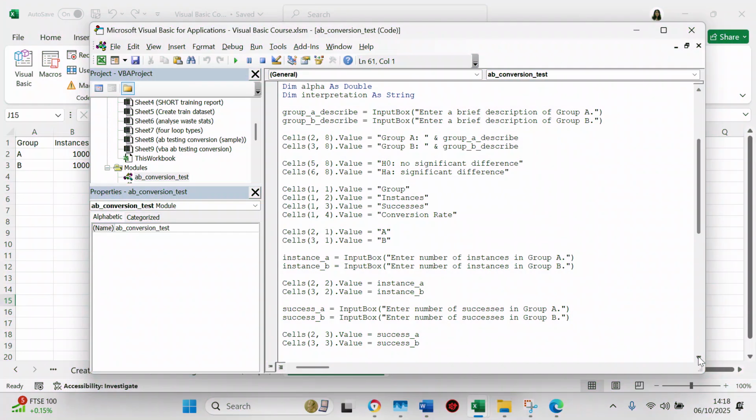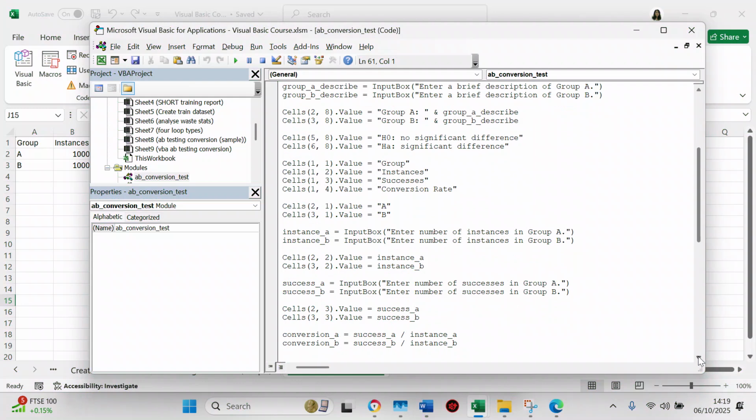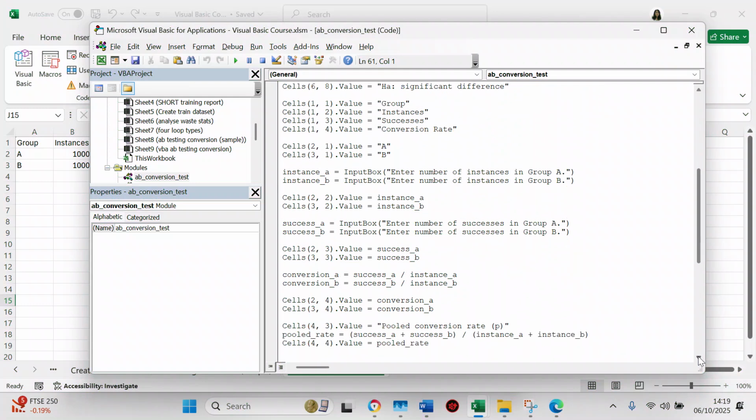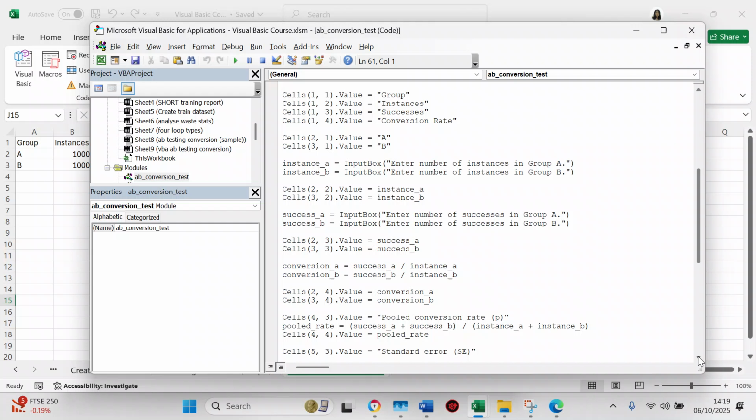Cells(1, 1) is Group. Cells(1, 2) is Instances. Cells(1, 3) is Successes. Cells(1, 4) is Conversion Rate. Cells(2, 1) is A. Cells(3, 1) is B. Now we do instance A equals input box, enter value of instances in Group A, and instance B is exactly the same thing. Cells(2, 2).Value equals instance A. Cells(3, 3).Value is instance B.